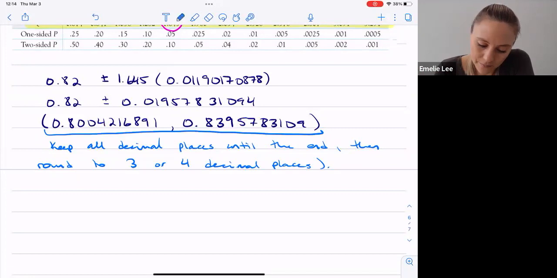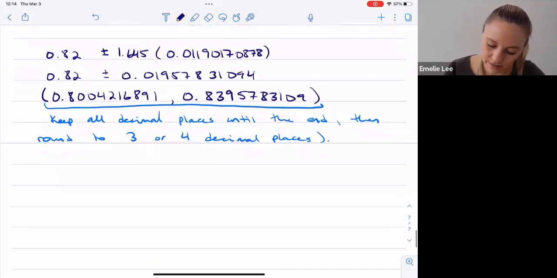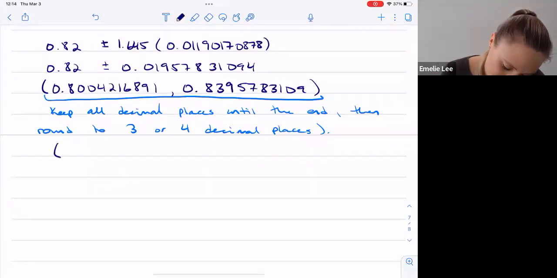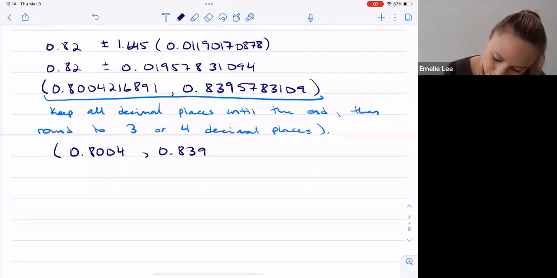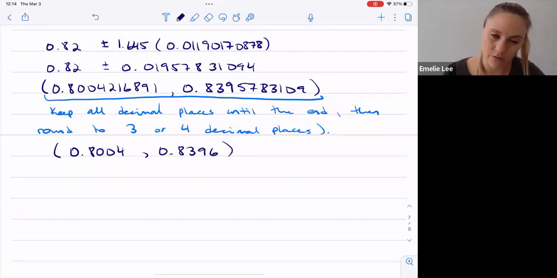So here, I would write this out as 0.8004 up to 0.8396, rounding properly.